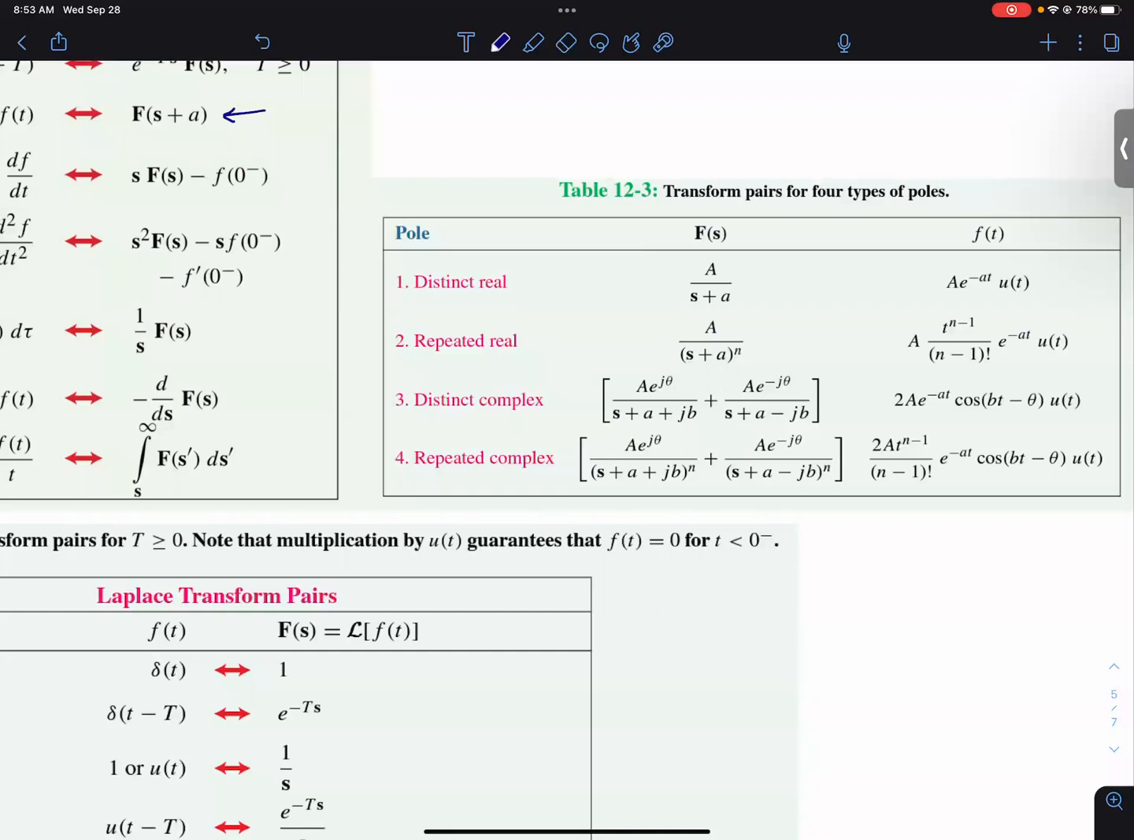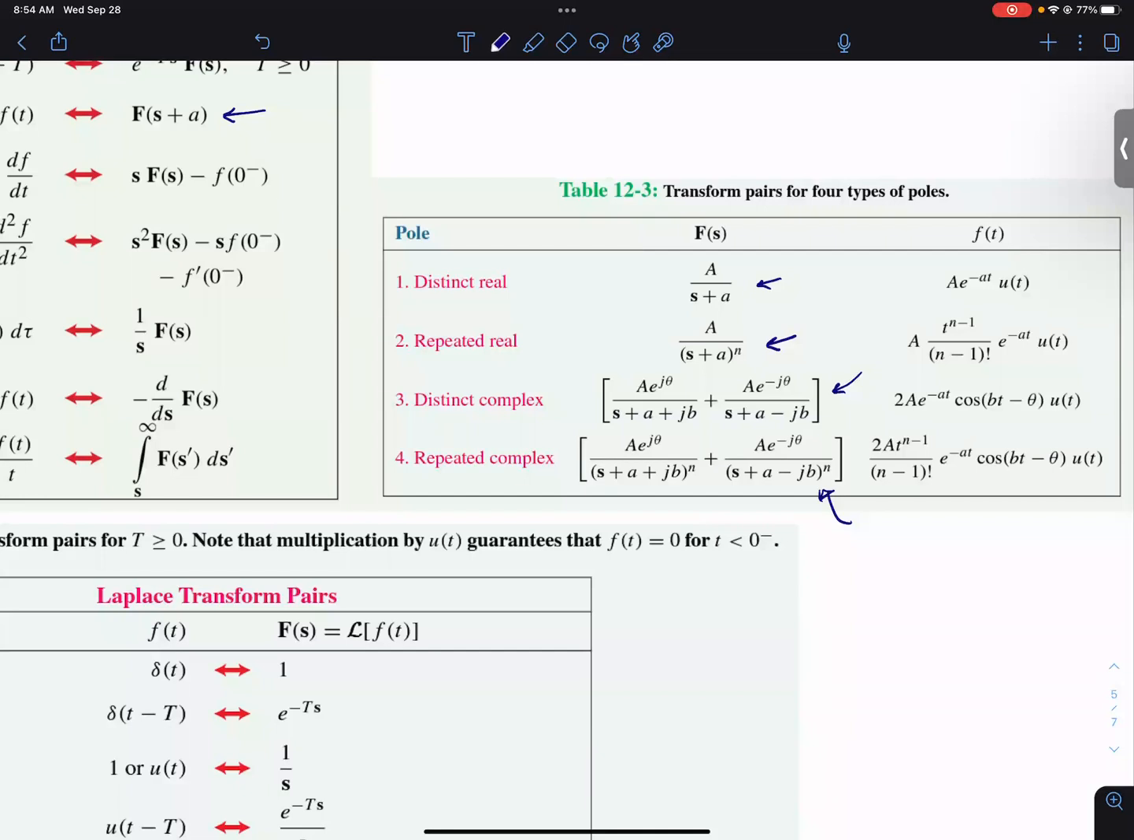We have repeated real poles. When we have S plus A to the N, that means that I have N poles at the A location. This one is going to be a distinct complex form, and this one would be a repeated complex. So these are the ones that we're always going to boil down to, usually one of these 4 forms from our circuit. And from those, we need to find what the A values are so that we can then transfer them over to the time domain. So these are the main forms you're trying to get to.